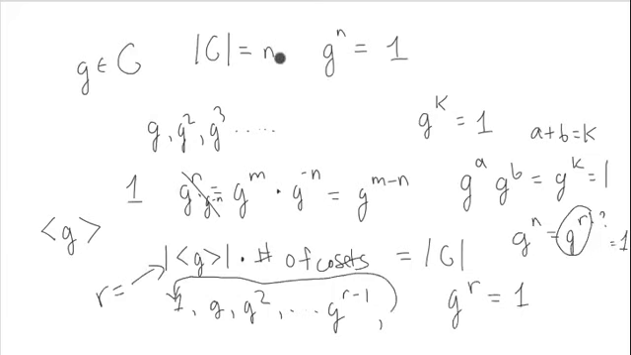So yes, it's true. Whenever you have g raised to the power of the number of elements of the group, you're always going to just get 1.